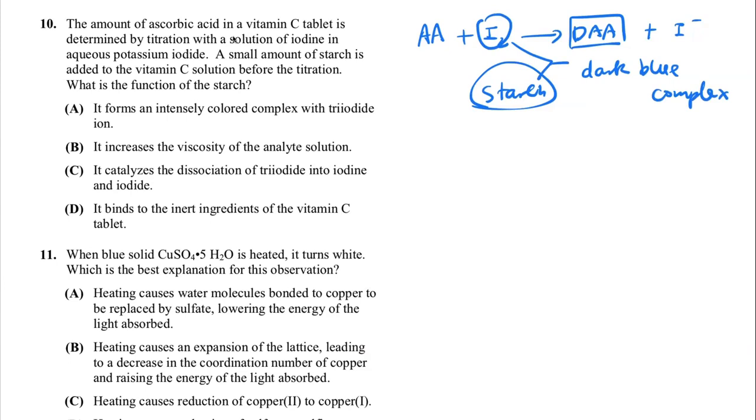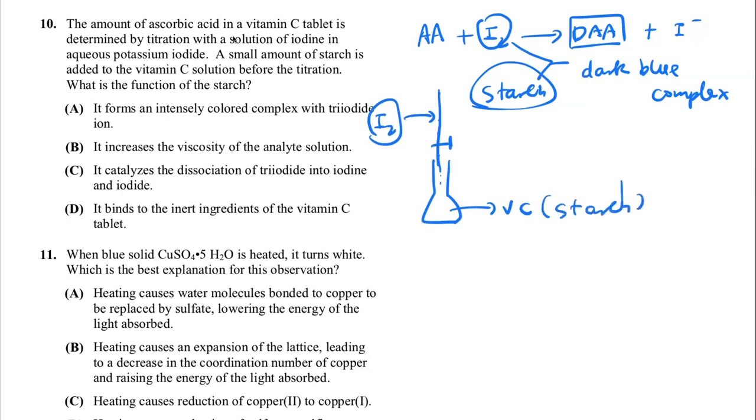So which means in the beginning, when you put the vitamin C or the ascorbic acid in the flask, and you have the I2 solution in the burette, and then you add the starch to the vitamin C, right? And then you start to do the titration, and then you can see the endpoint will have a color change from colorless to blue. Does this make sense to you guys? Great. Guys, I have a question for you.